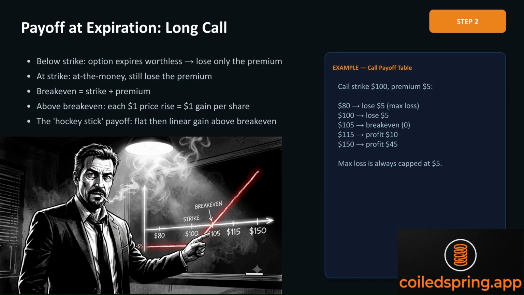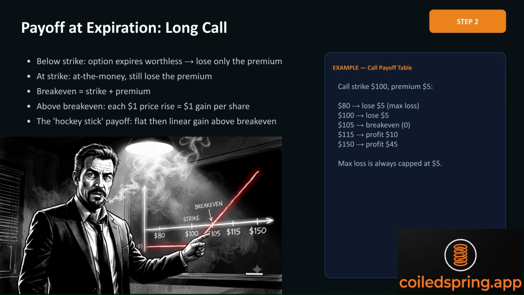The scenario is simple. You buy a call option with a strike price of $100 and pay a premium of $5. That $5 per share, $500 per contract, is the maximum you can ever lose. From the moment you buy this option, your worst case is already defined. Let's go through each price level in the example.